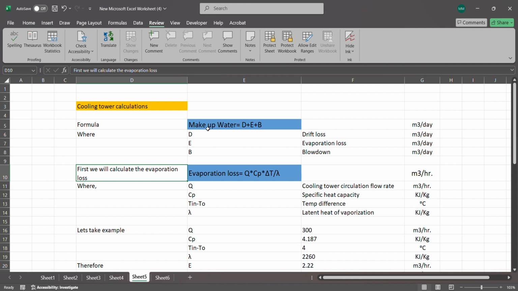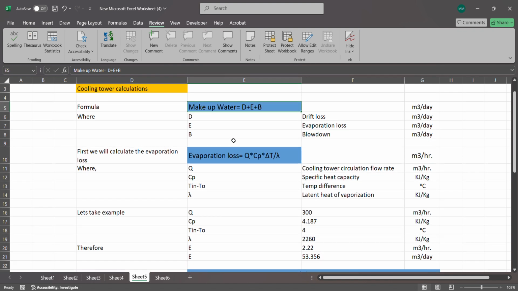If you are working with a cooling tower, you may know that a number of losses happen every day. These are the major losses. If we consider the makeup water formula, that is D plus E plus B, where D means drift losses, E means evaporation losses in meter cube per day, and B means blowdown you have to provide per day, in meter cube. So we'll use this formula for our next calculations.